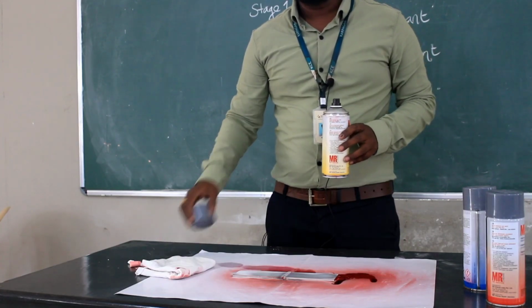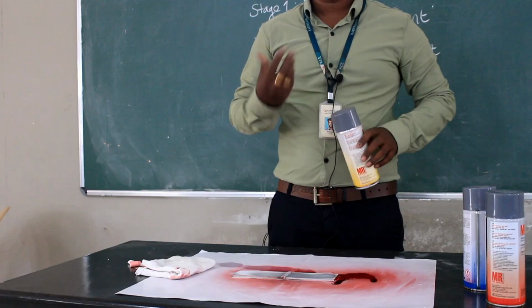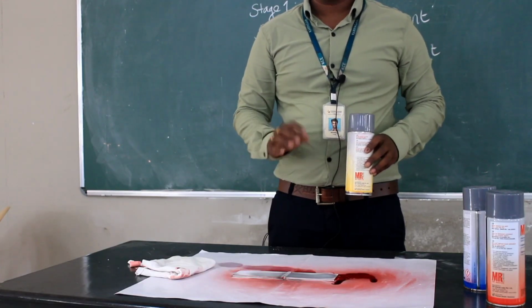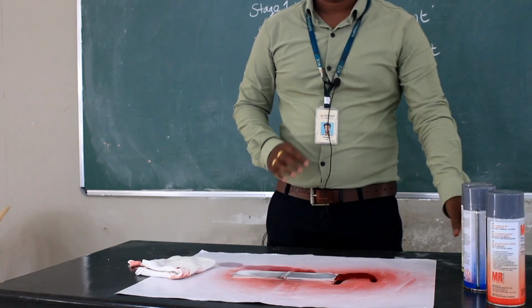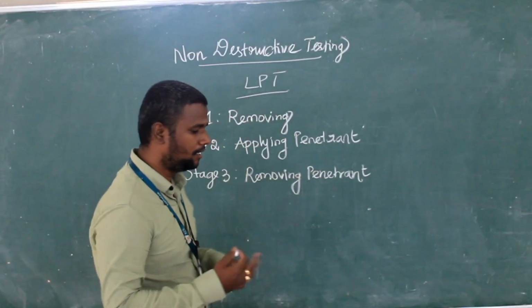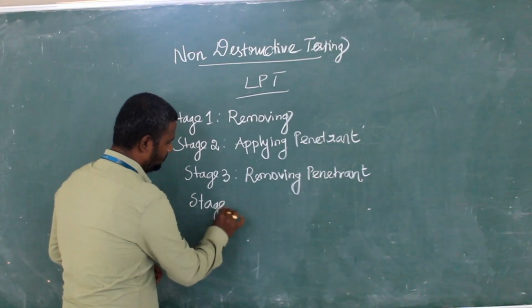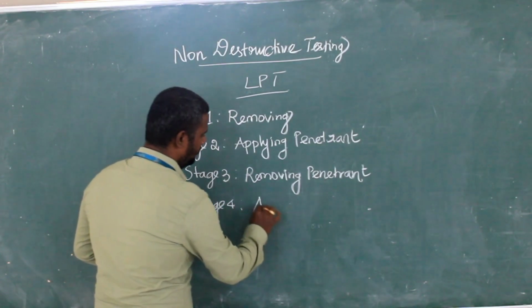We have to wait a minimum of 8 to 10 minutes for the developer to make the capillary action on the penetrant. This time period is also called the dwell time period. So the fourth stage of LPT is applying the developer.